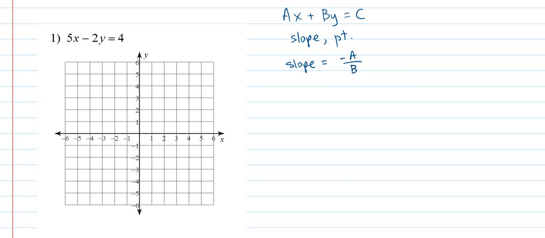So for the coefficient of x, which is A, we want the opposite of that value. And the coefficient of y, which is B, we want that value. If we write a fraction with those two, we get the slope. Once you've found the slope, you need a point. The easiest points to find are either the x-intercept or the y-intercept.